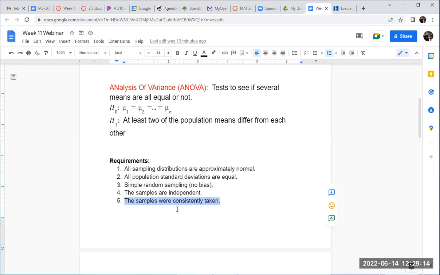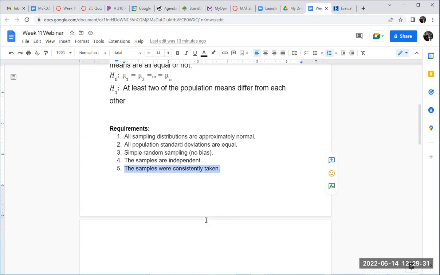Okay, sometimes that's not even by month. Sometimes that could be morning, afternoon, evening, could be different because people's moods change, for example. So again, a lot of stuff happens, but it's something you have to note and you have to be careful of. Any questions on the requirements of ANOVA?